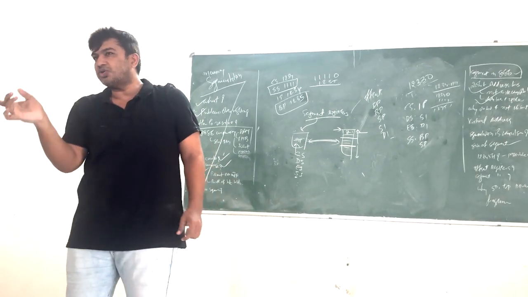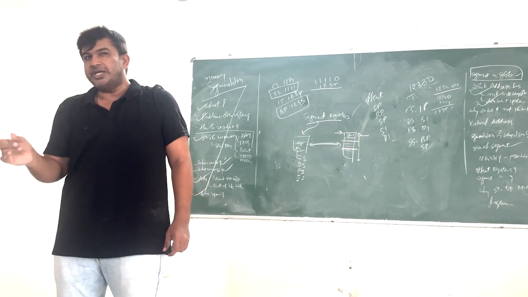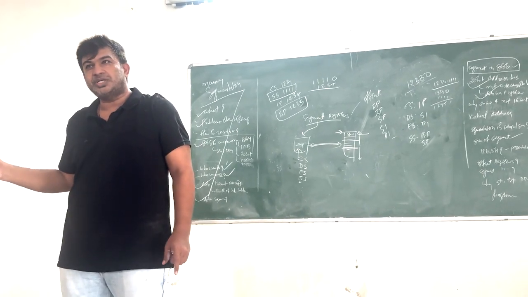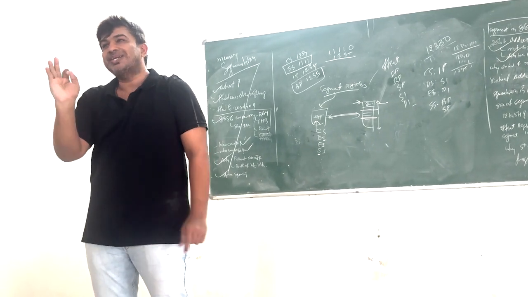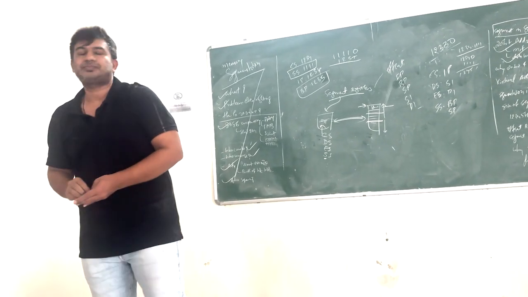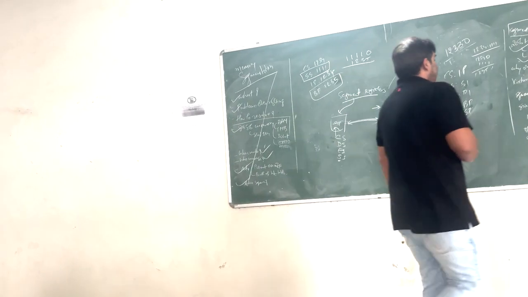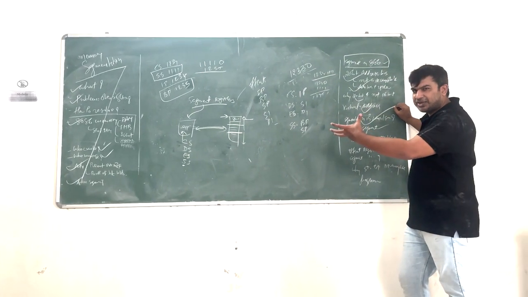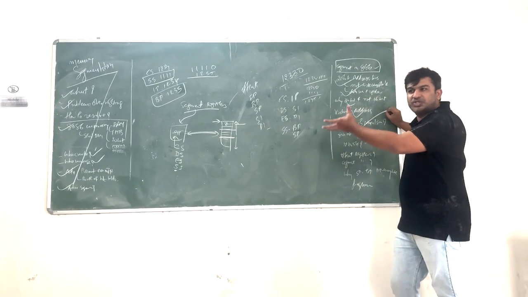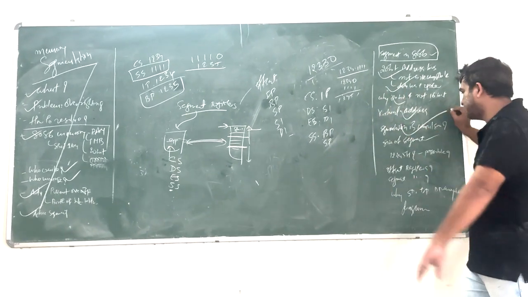Each location can store how many bits of data? 8. Is data stored in memory or microprocessor? Memory. Microprocessor is only storing registers. Is segmentation compulsory? Yes, otherwise you can't access memory. So it is compulsory.